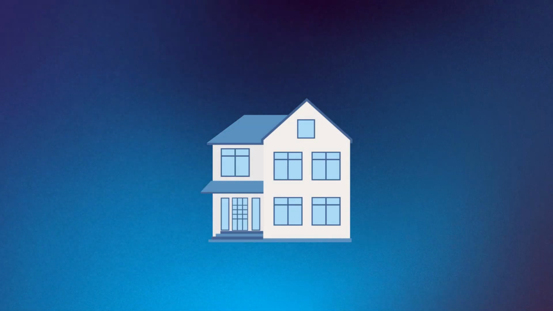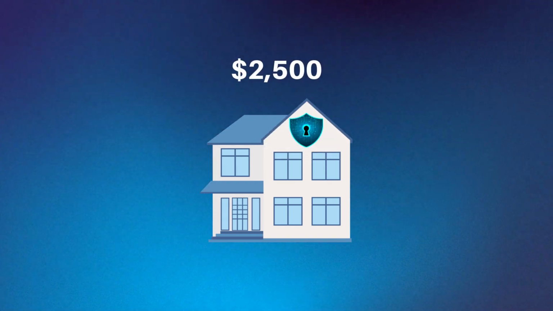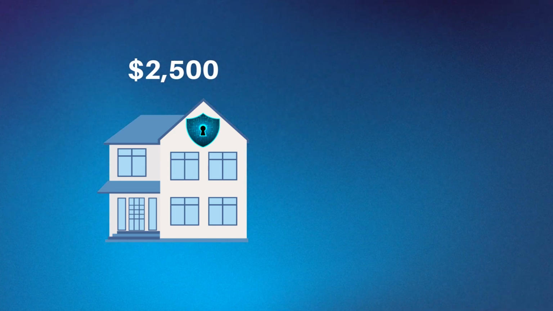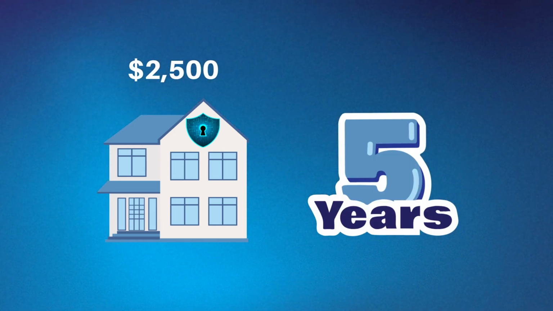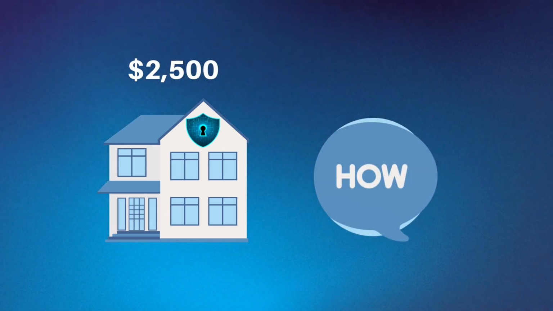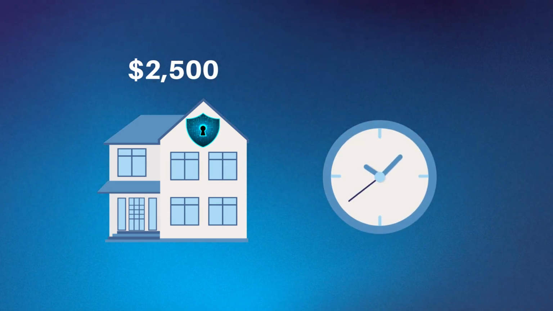Let's consider a standard Division 40 asset, a security system costing $2,500. With an effective life of 5 years as prescribed by the ATO, here's how the depreciation deductions compare over time using both methods.